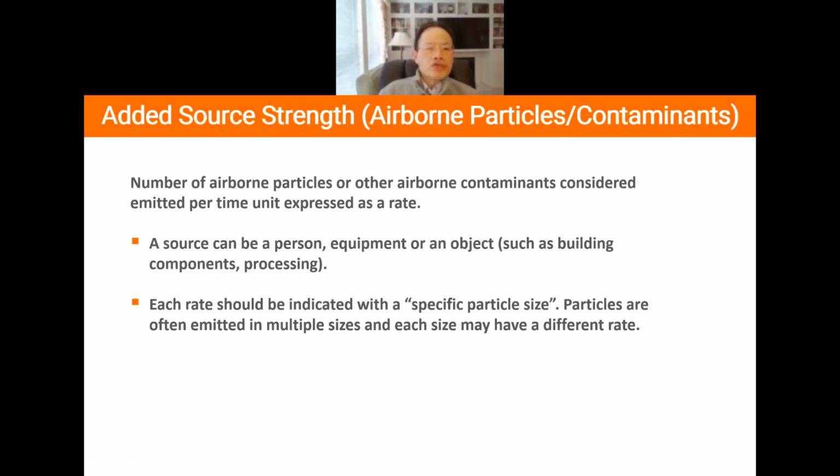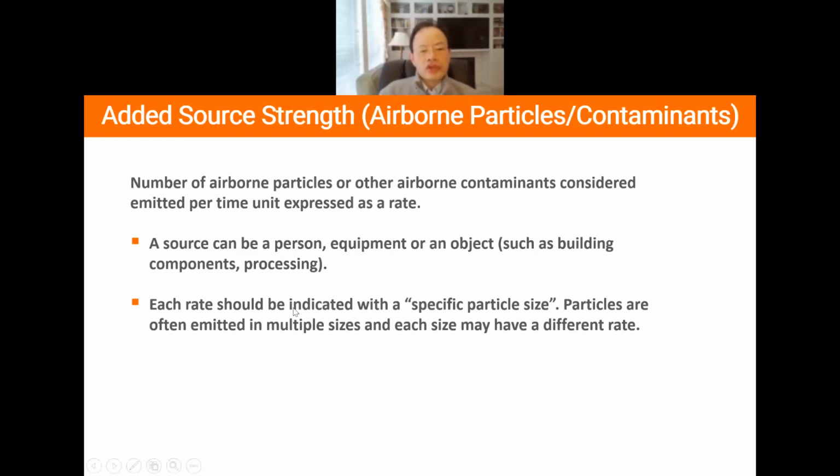Also, source strength is the first time a terminology is being introduced in this new standard. Basically, the number of airborne particles or other contaminants emitted per time unit, expressed as a rate. Particles could be generated from a person, equipment, and objects, such as building components, the processing itself.